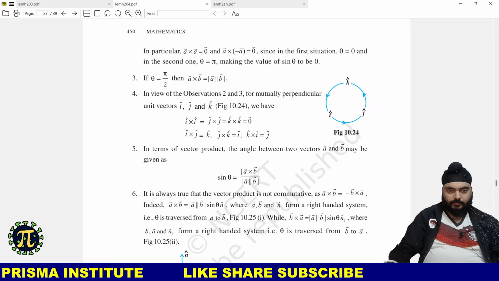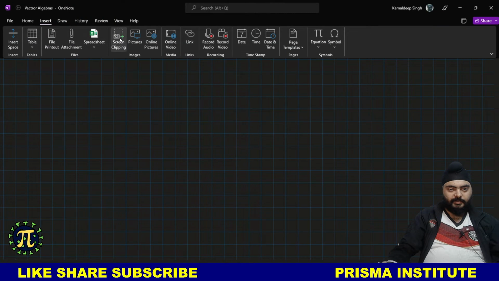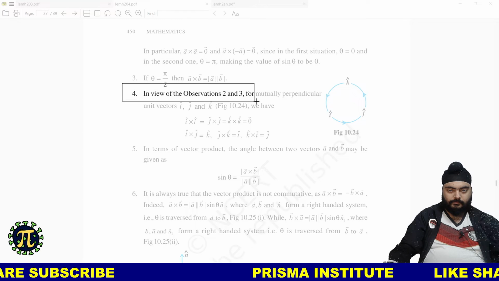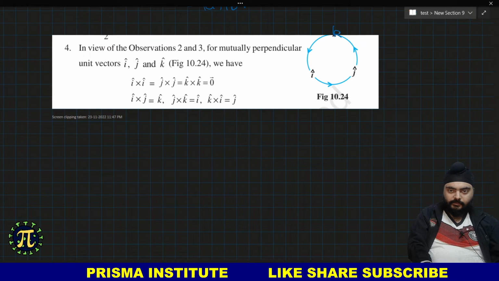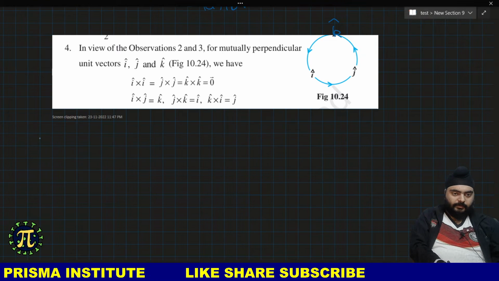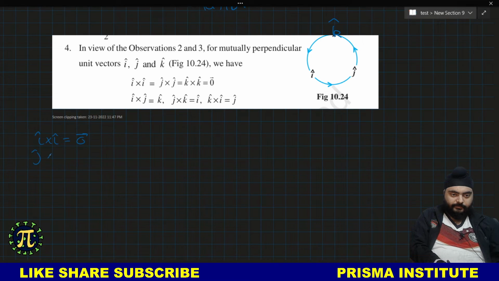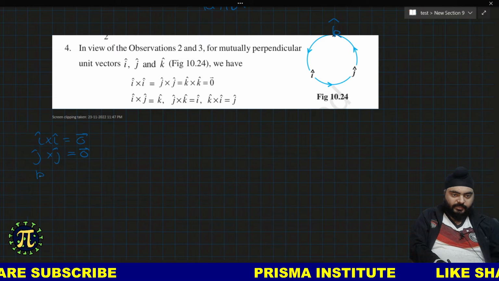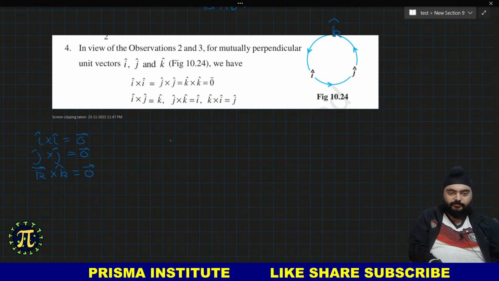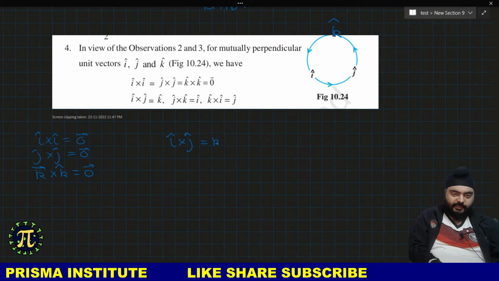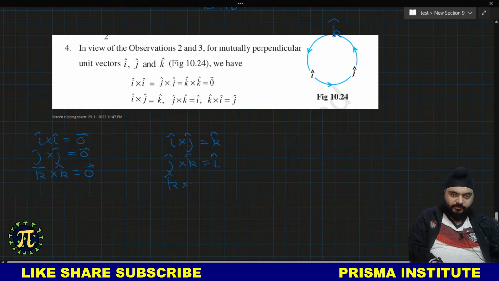The next point: we have already tried to define it in the case of I and J, so let's define it properly now. On top we have K cap. We just defined that A cross A is 0, so I cross I is the null vector, J cross J is the null vector, K cross K is the null vector. And we have chosen a right-handed system in which I cross J is K cap, J cross K is I cap, and K cross I is J cap.